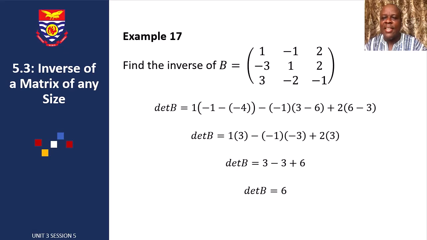And the determinant is 1 times (negative 1 minus negative 4), then minus negative 1 times (3 minus 6), then plus 2 times (6 minus 3). Then when we simplify it, we'll get 3 minus 3 plus 6. And so the determinant of B becomes 6.